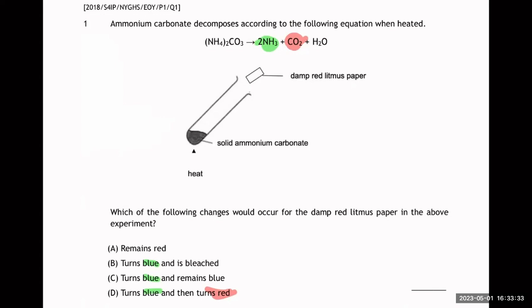So 17 versus 44. 17, lower MR, faster rate of, how do we describe this movement? Diffusion. Wonderful. So it will arrive at the paper first, causing that change first. Okay, that's a very straightforward question as an introduction here.